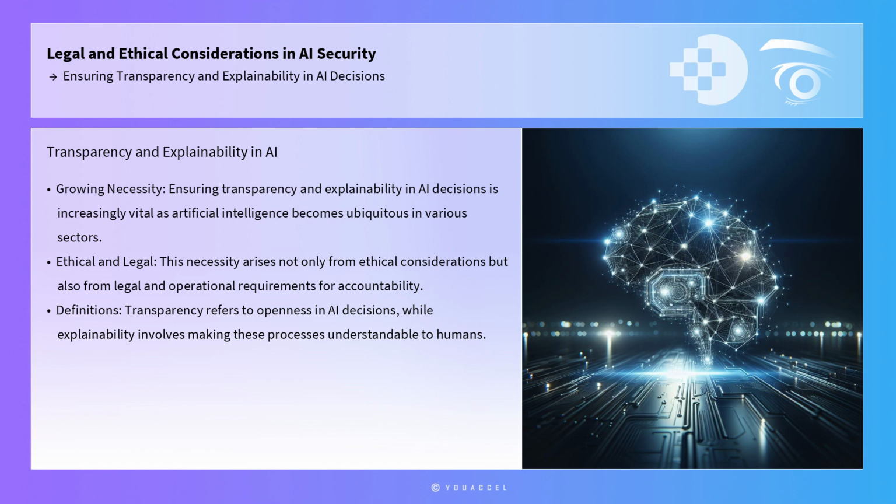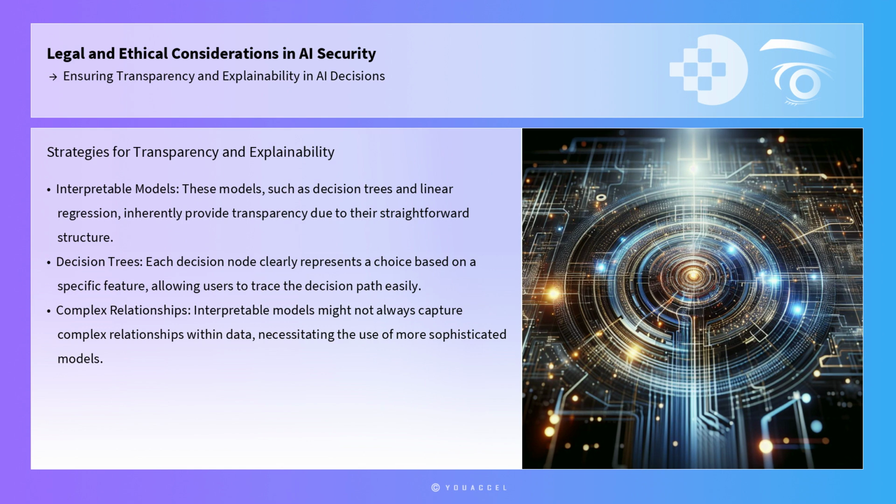Transparency refers to the openness and clarity with which AI processes and decisions are communicated, while explainability involves making these processes and decisions understandable to humans. Achieving these objectives is essential for fostering trust and enabling effective governance in AI applications. To ensure transparency and explainability, professionals can implement several actionable strategies and leverage practical tools and frameworks.